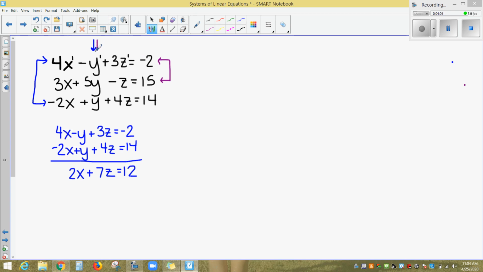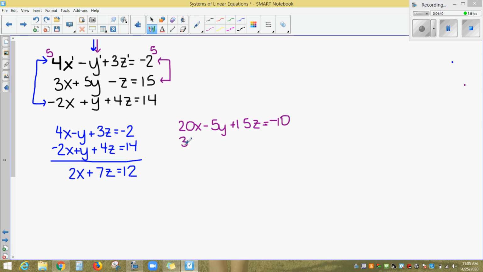Still eliminating the y's. Okay, if I eliminate the z's using the top two, then I'm no farther along than I was when I started and wrote the problem down out of the book. So if I have a 5y here in the middle, I need this coefficient on the top to be a -5y, which means I need to multiply both sides of that top equation times a +5. That gives me positive 20x minus 5y plus 15z equals -10.